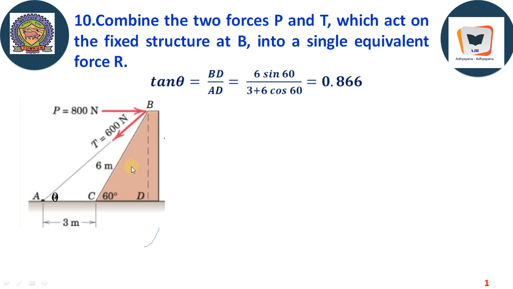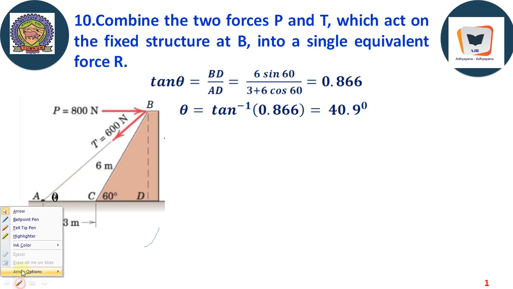Therefore, we will get to know the value of BD. So BD, we will make use of this particular length. It is 6 sine 60, and AD is AC, that is 3 meters, plus CD. CD is 6 cos 60, because cos 60 is CD by hypotenuse. Therefore, we will get 6 cos 60, and tan theta happens to be 0.866. Therefore, theta is tan inverse of 0.866, that is 40.9 degree, and this angle is 40.9 degree.